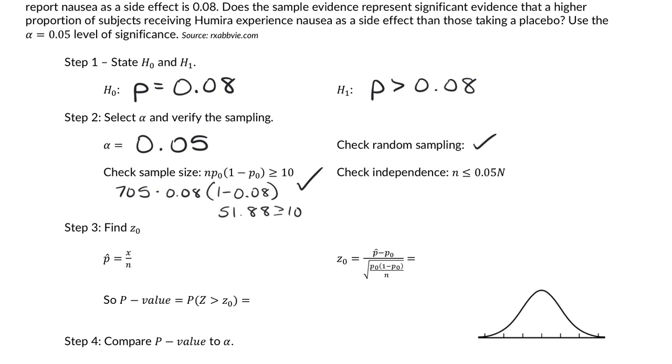That's big enough. Then we need to check independence, and we do that by making sure that the sample size, while it was large enough in that first one, is smaller than the population. We are studying people with rheumatoid arthritis. Do we think that there are way more than 705 subjects in the world with rheumatoid arthritis? Yeah, we're pretty sure that we're good with this population. In fact, there are 150,000 RA patients in the US alone, so 705 is definitely small enough that we can assume independence here because it's less than 5% of the population. So boom, boom, boom, check, check, check, we're good.